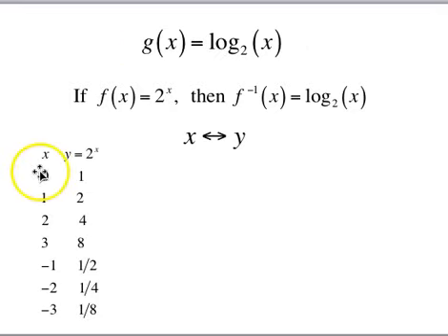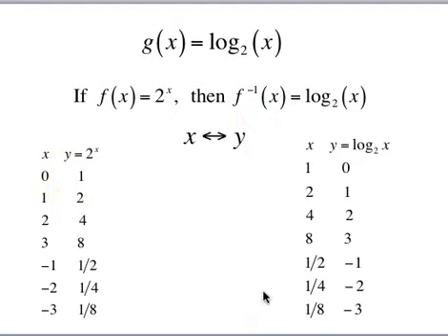So we had this chart of values in the last example. 2 to the 0 is 1, 2 to the 1 is 2, 2 to the 2 is 4, etc. If I want to graph f inverse, I have to make x, y, and y, x. So you'll see 0, 1 becomes 1, 0. 1, 2 becomes 2, 1. 2, 4 becomes 4, 2. 3, 8 becomes 8, 3, etc. This is the inverse function. This is y equals log base 2 of x. So we can graph these to get a feel for what that looks like.